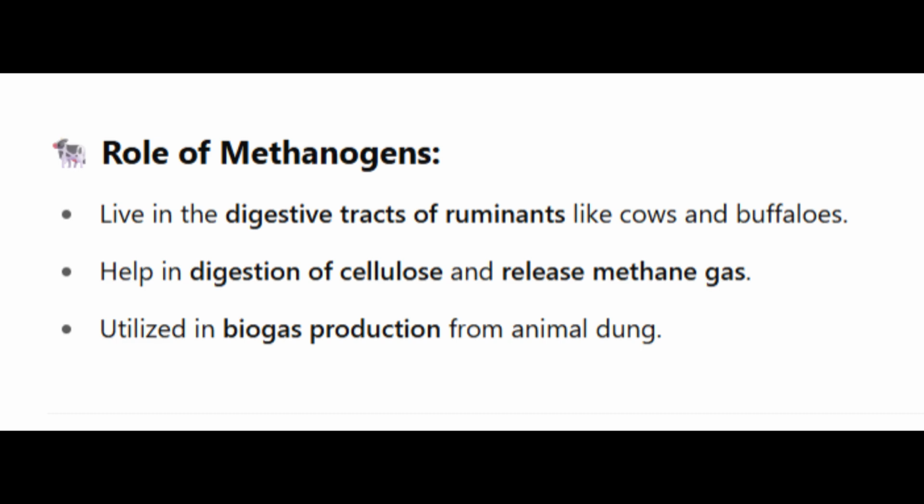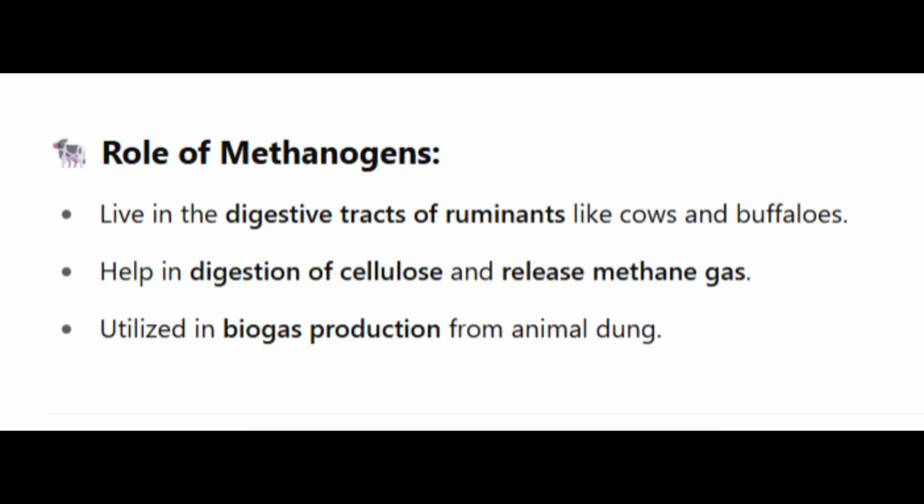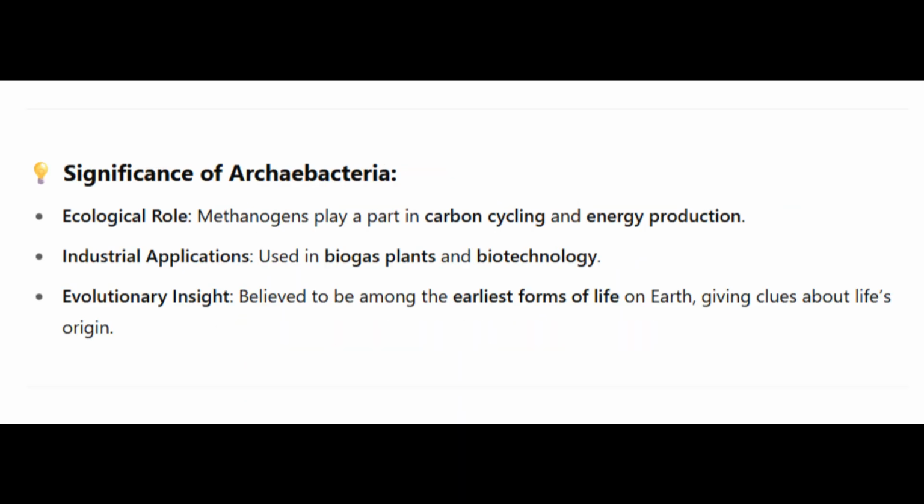Role of methanogens. Live in the digestive tracts of ruminants like cows and buffaloes. Help in digestion of cellulose and release methane gas. Utilized in biogas production from animal dung. Significance of archaebacteria. Ecological role. Methanogens play a part in carbon cycling and energy production. Industrial applications. Used in biogas plants and biotechnology. Evolutionary insight.